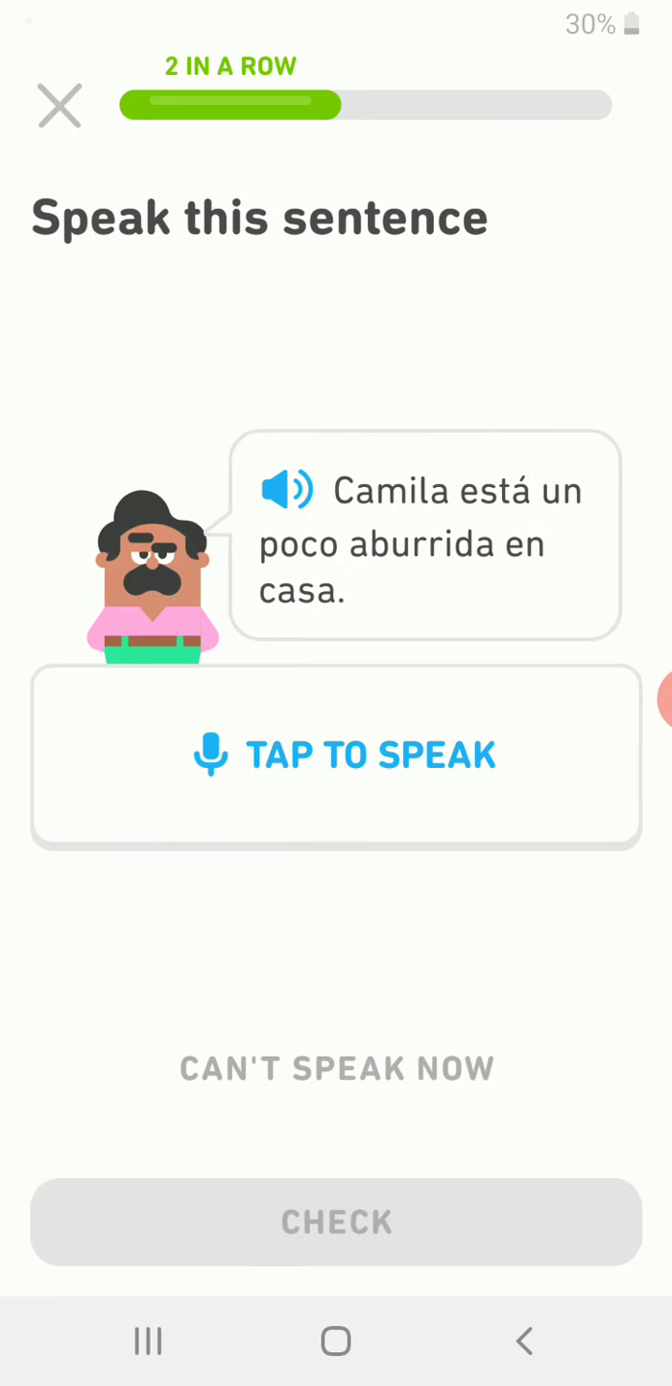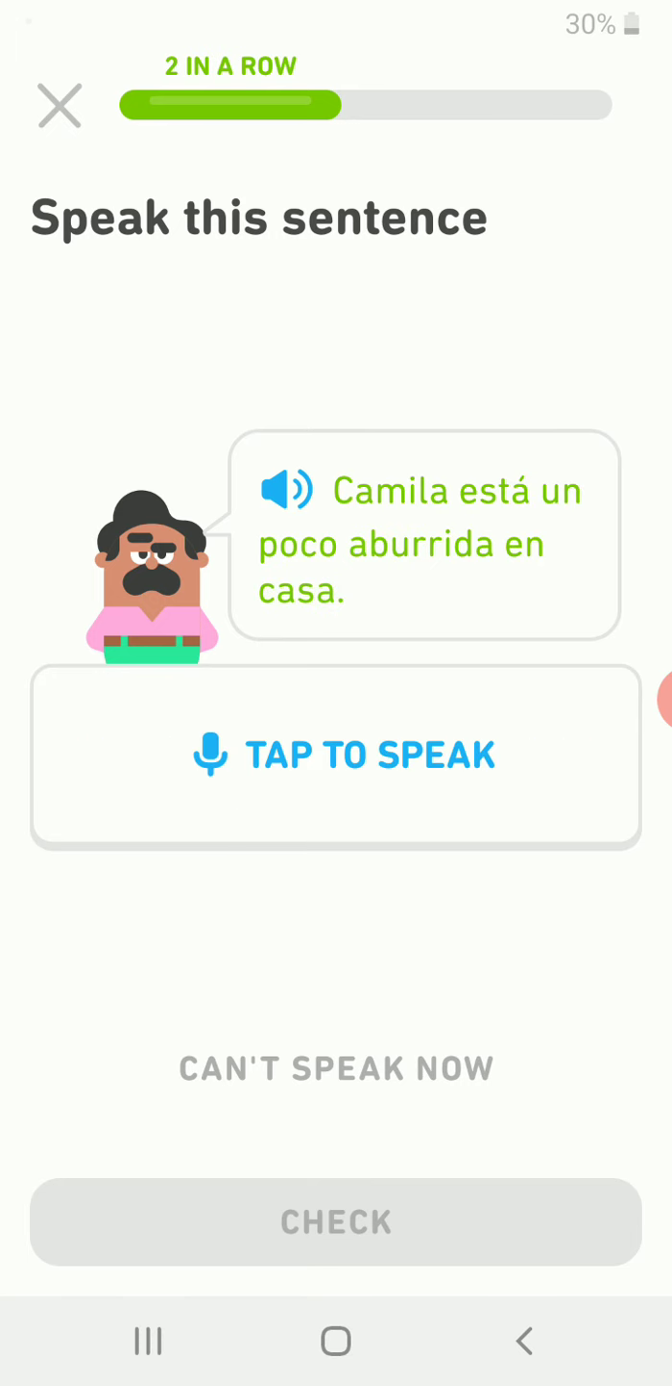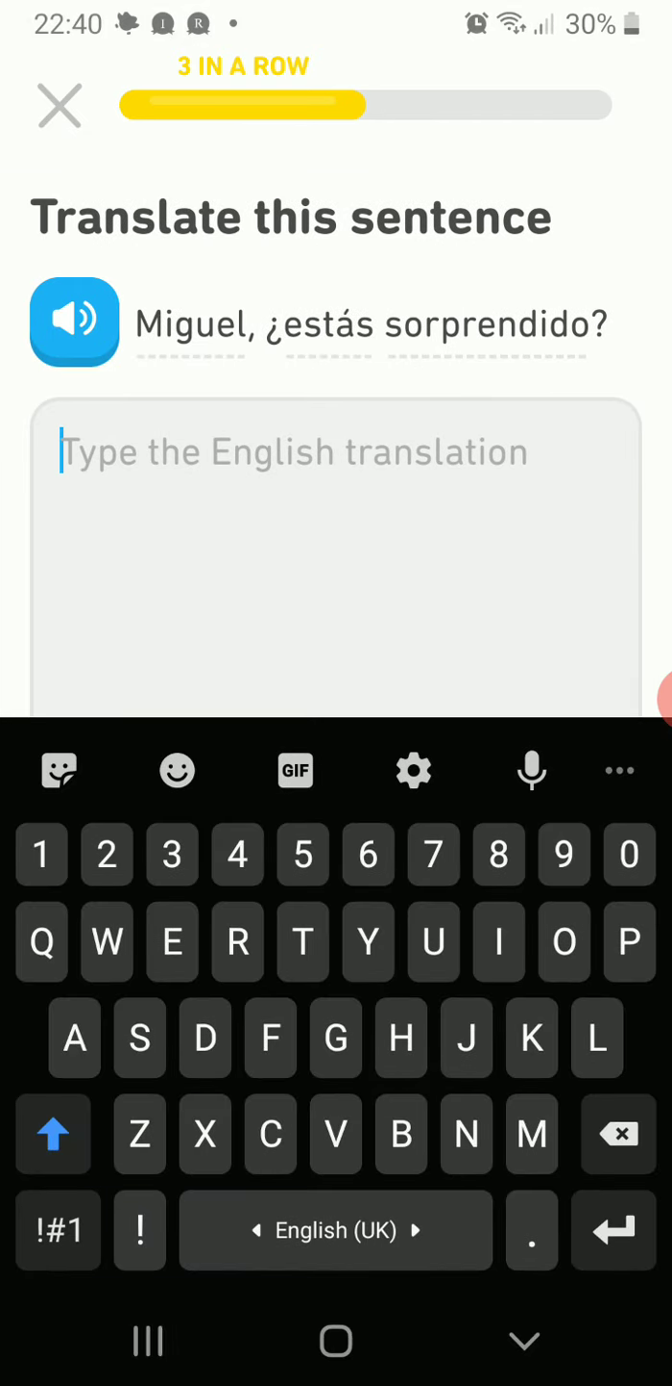Camila está un poco aburrida en casa. So en casa, at home. Aburrida en casa. Camila está un poco aburrida en casa. So aburrida means bored.